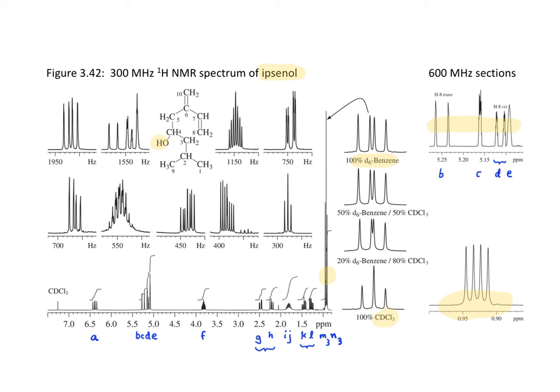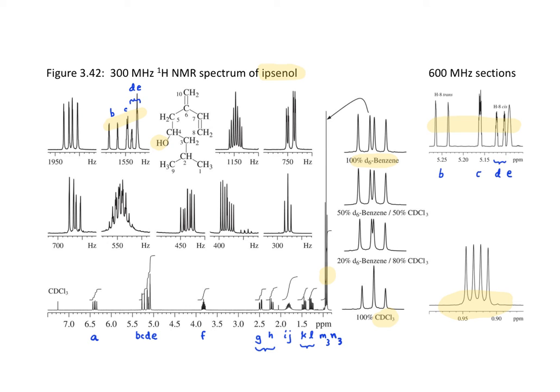The spectrum at 600 megahertz is well resolved, whereas the corresponding spectrum at 300 megahertz shows overlap between D and E. I will now propose specific assignments, although these will be checked later in the semester with data from various two-dimensional NMR experiments.